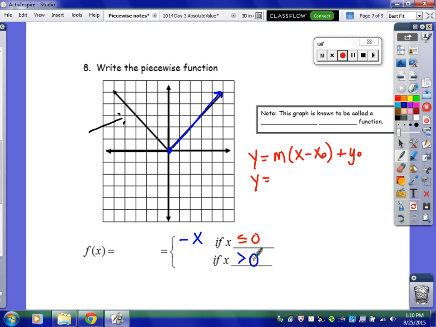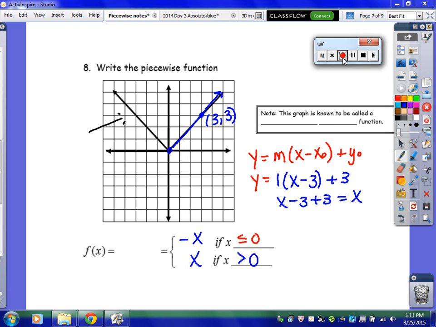So let's find the equation of that second piece of my line. So pick a point. I'm going to pick a different point this time to show you it doesn't matter which one I use. All right, here my slope, rise and run are both positive, so that's positive 1. That point is 3, 3. So that's x minus 3 plus 3. All right, clean it up. I'm going to get x minus 3 plus 3, which is positive x.